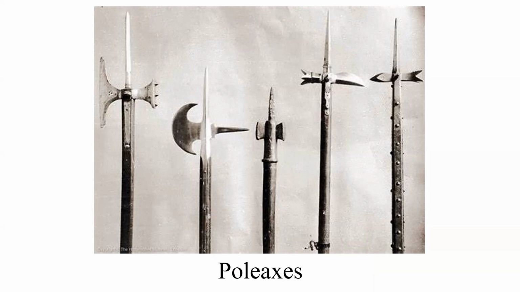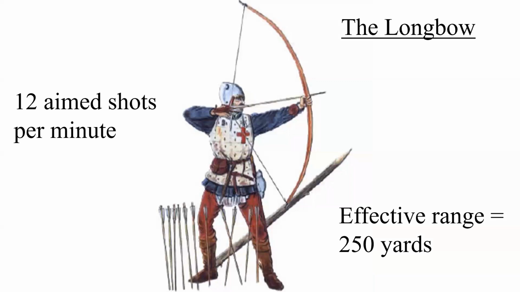Well, let's now look at the archer and his longbow. The longbow was 6 feet in length, and a trained archer could fire up to a dozen aimed shots per minute to an effective range of 250 yards. Now, just compare this to the muskets at Waterloo, 400 to 500 years later, firing 3 to 4 rounds per minute to an effective range of less than 100 yards.